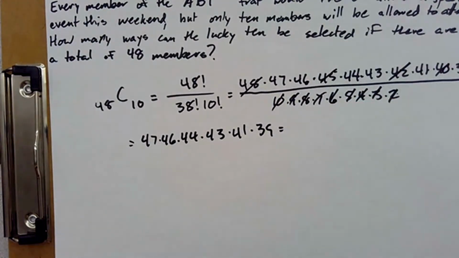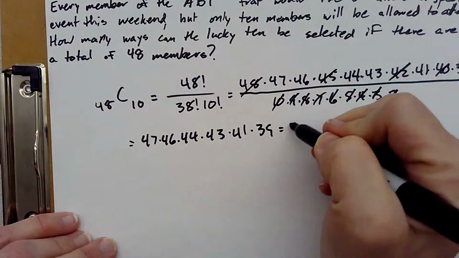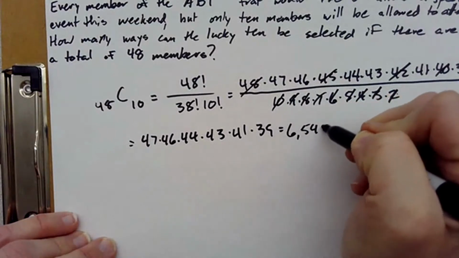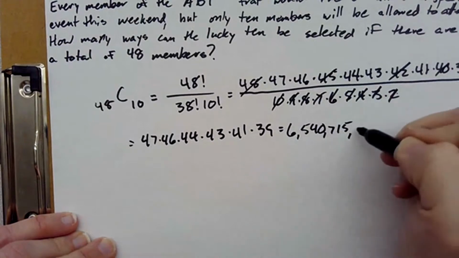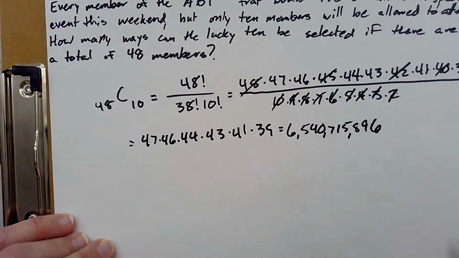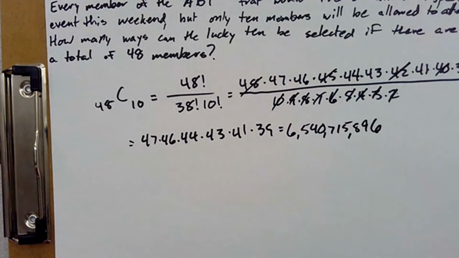Multiplying those together, we get 6,540,715,896. Lots of possibilities, and only one gets you and your 9 friends in.